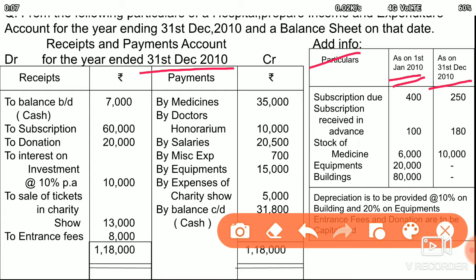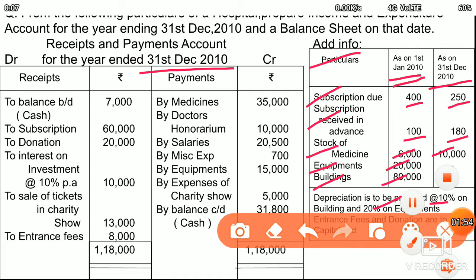And they have given us the additional information related to subscription outstanding at the beginning as well as at the end. They've given us subscription received in advance at the beginning as well as at the end. They've given us the stock of medicine at the beginning as well as at the end. They have given us the opening value of equipments and the opening value of buildings, and they have said to depreciate building by 10% and sports equipment by 20%. They have also said to capitalize entrance fees and donations. So we should keep that in mind.